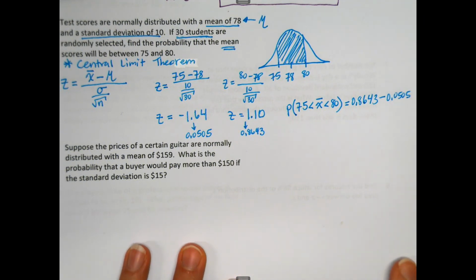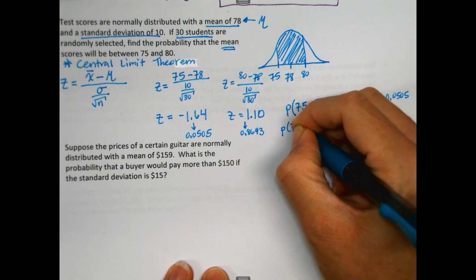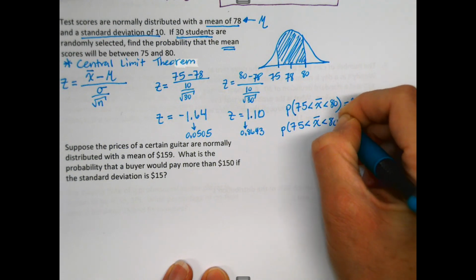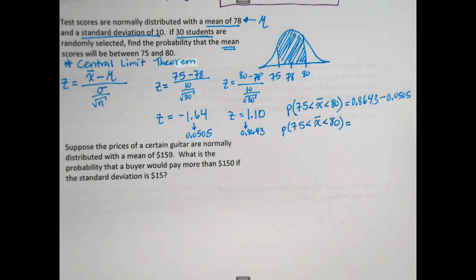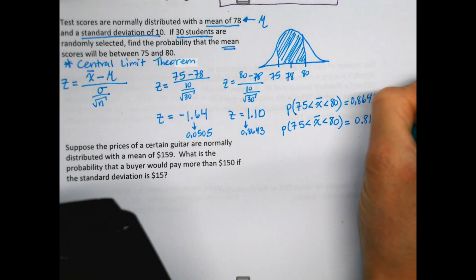You know you will have subtracted incorrectly if you get a negative number. Probabilities are not going to be negative. So if you ever get a negative answer, you know you have done something wrong. And 0.8643 minus 0.0505 gives us 0.8138.